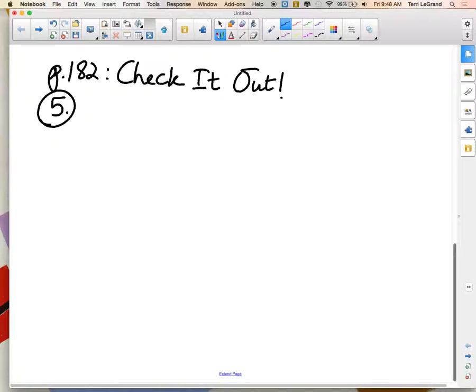The first thing I want you to do in your notebooks is put where are we at? We're at page 182 doing the check it out number 5. In your notebooks, put that. This is where you would find the problem itself that we're going to work out. So everyone please put that we are on page 182. Check it out. Number 5.